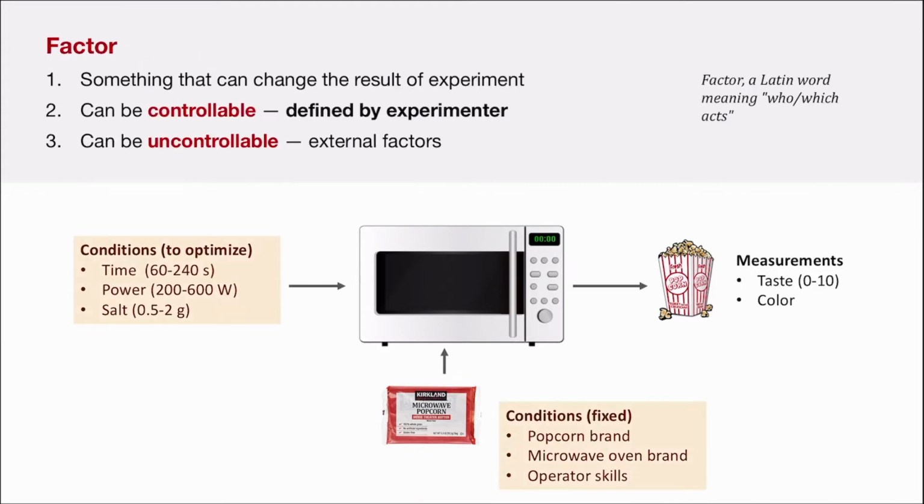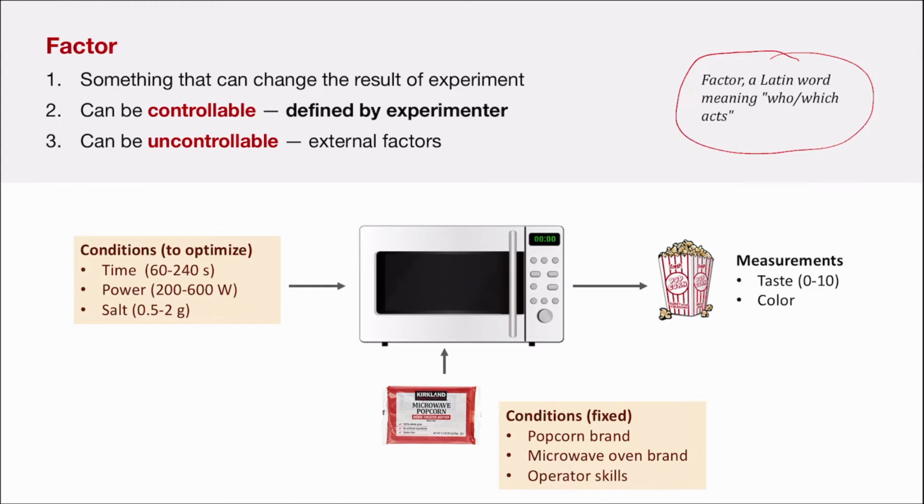Okay. Now look, the conditions, something that can change potentially the result of your experiment, we will call these things a factor. It's based on the Latin word, whose direct meaning is who acts, and it's a pretty close definition to what conditions are. So conditions are the way to act. It's the way to change the potential outcome of the experiment, and that's why we call them factors, right?